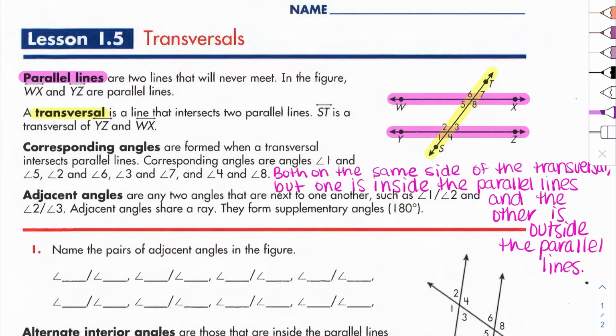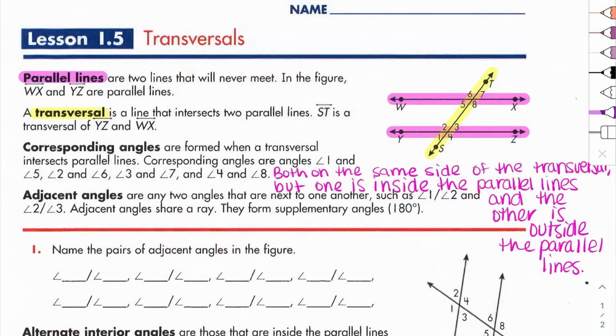In this lesson, we're going to talk about transversals. Transversals deal with parallel lines. Parallel lines are two lines that will never meet. In the figure on the right, the two pink lines, line WX and line YZ, are the parallel lines.